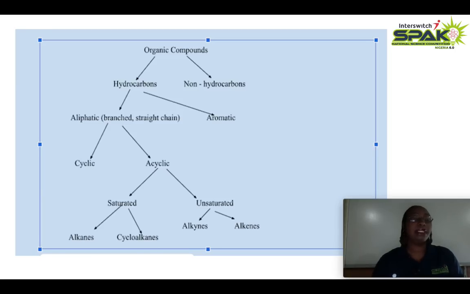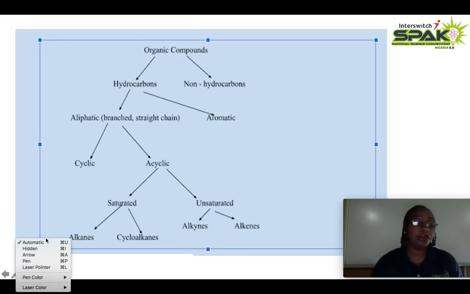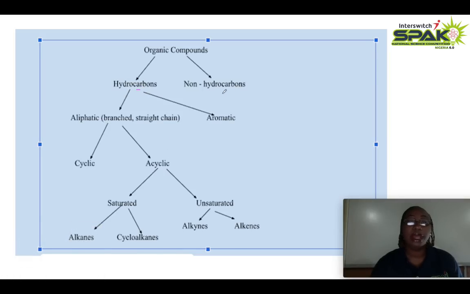Organic compounds are split into 2. We have one side which is hydrocarbons, and the other side non-hydrocarbons. Hydrocarbons are organic compounds that consist of carbon and hydrogen only. But non-hydrocarbons are organic compounds that, apart from carbon and hydrogen, have other elements attached to them.